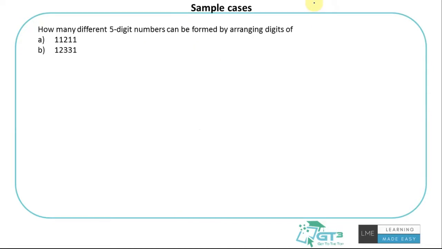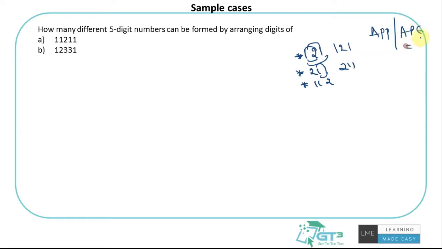So how many different 5-digit numbers can be formed by arranging the digits 1, 1, 2, 1, 1? You see, this is about how the repetition of digits matters. If I have a number like 121, what all can I do? This is 121, 211, 112. That's it, right? I cannot do anything else. If I swap these two, I get 211 only. I swap these two, I get 211. I swap these two, I get again 121.